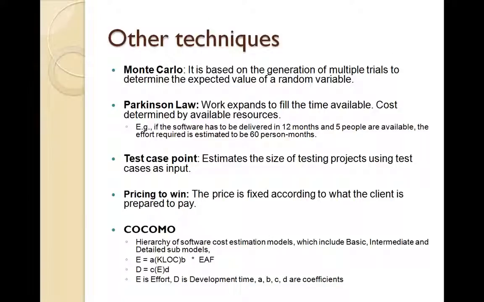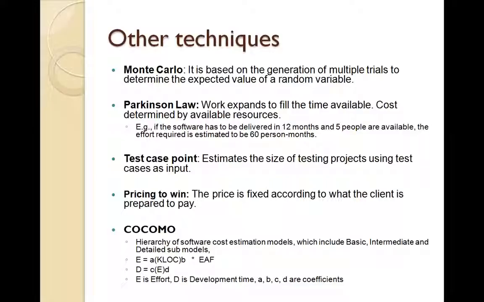One is the Monte Carlo technique, which is based on generation of multiple trials to determine the expected value. So we'll have multiple trials, and then we try to arrive at the values for the variable that we're discussing. The next one is Parkinson's law, and this law says that work will anyway expand to fill the time available. So instead of estimation on an absolute number of hours, we'll say that the cost will be determined by the available resources. So if the software has to be delivered in 12 months and 5 people are available, then we say it is a 60 man-month project.